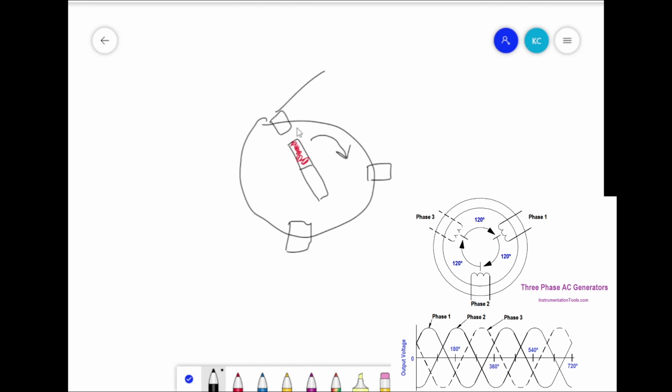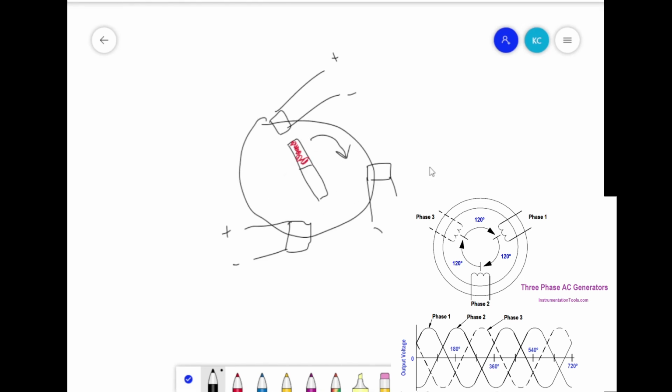And you can just have the potential generated here. Positive, negative. So basically that's just it. There's a coil, and there's a permanent magnet turning around. The magnet is spinning around, and the coils are just physically 120 degrees apart.